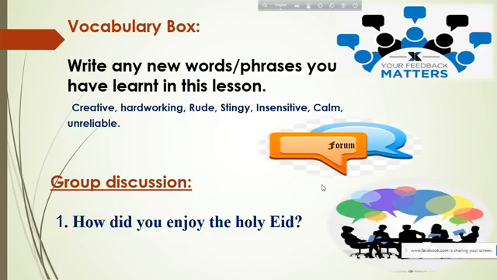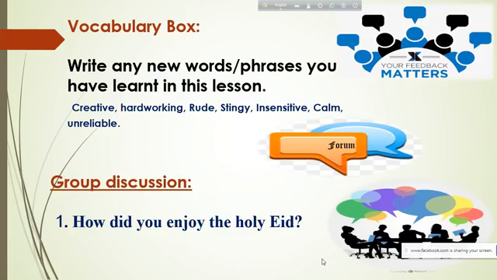Time is up. So you see, at the end of the lesson, we came to learn how many new vocabularies we have learned from this lesson. So I think that we learned some new vocabularies, that is creative, hardworking, rude, stingy, insensitive, calm, and unreliable. You have to write, you have to make sentences with these new words, so that you can understand well.